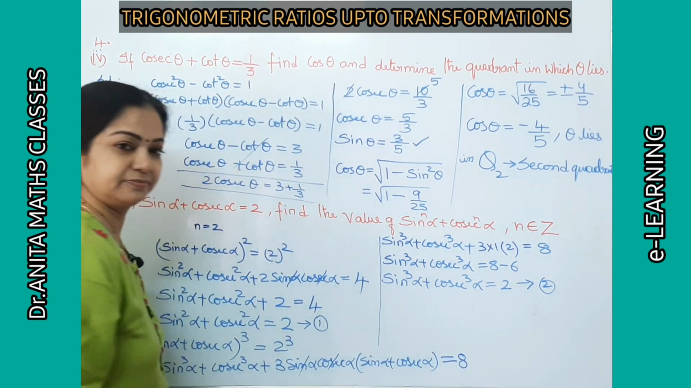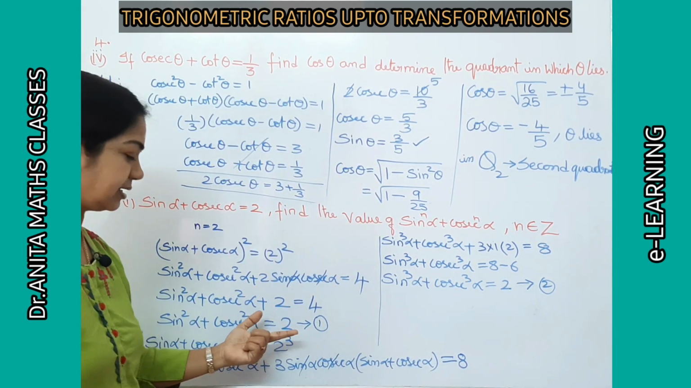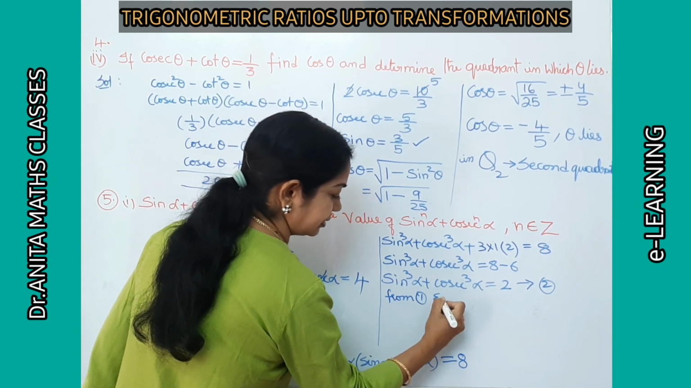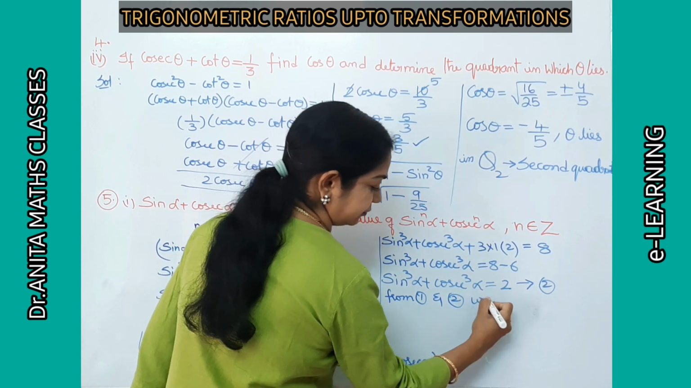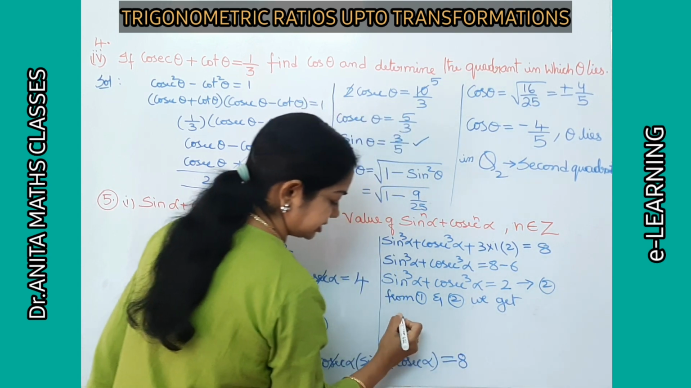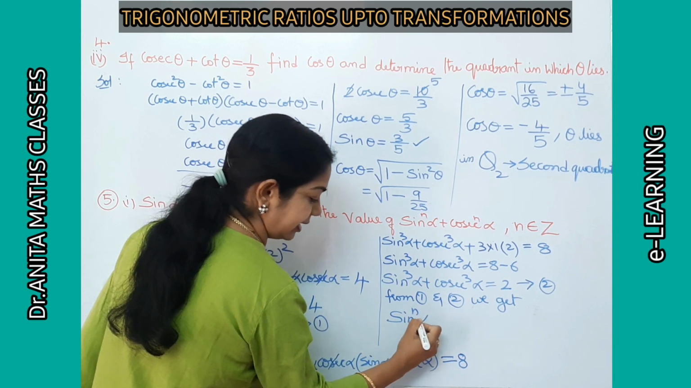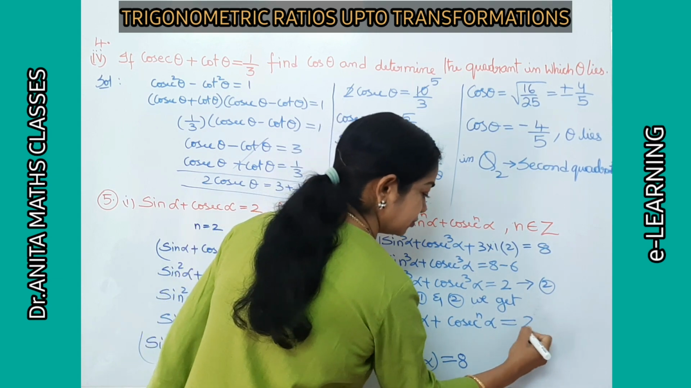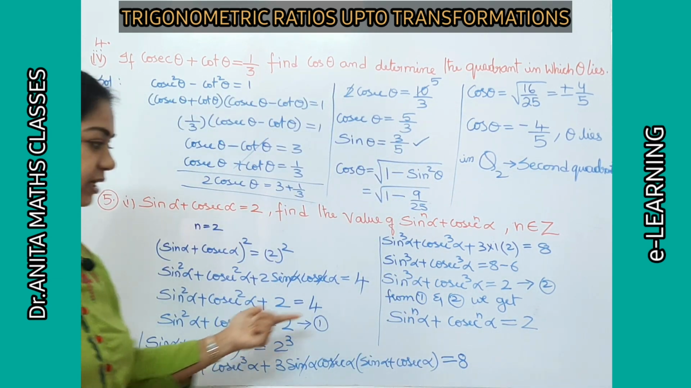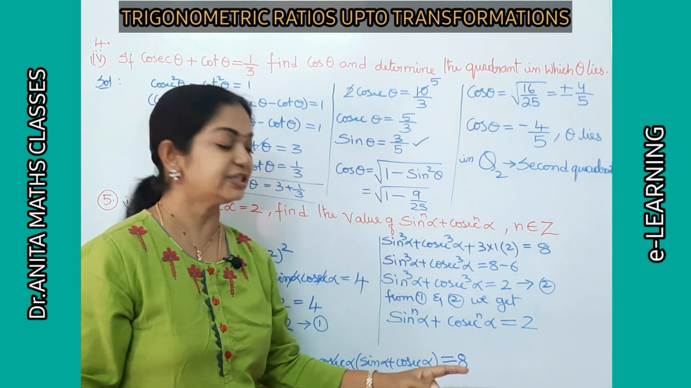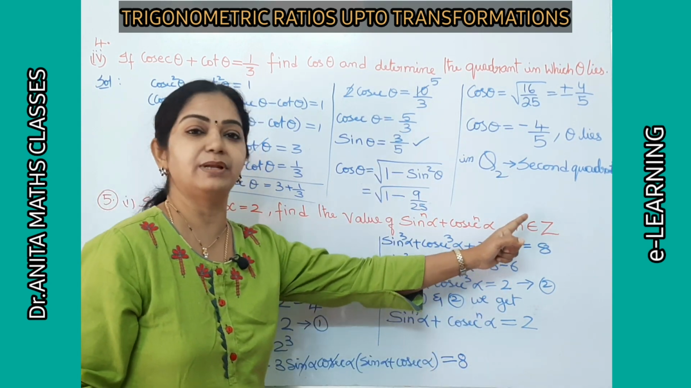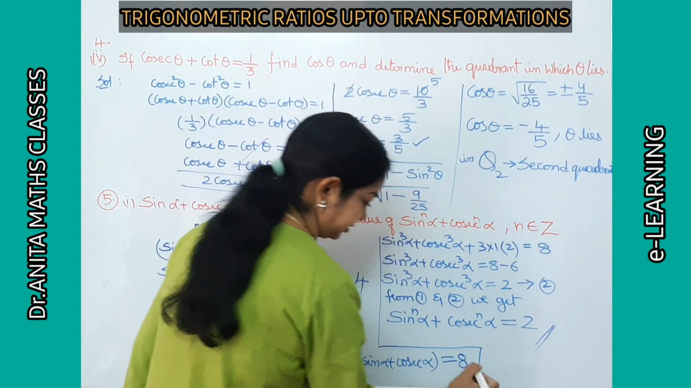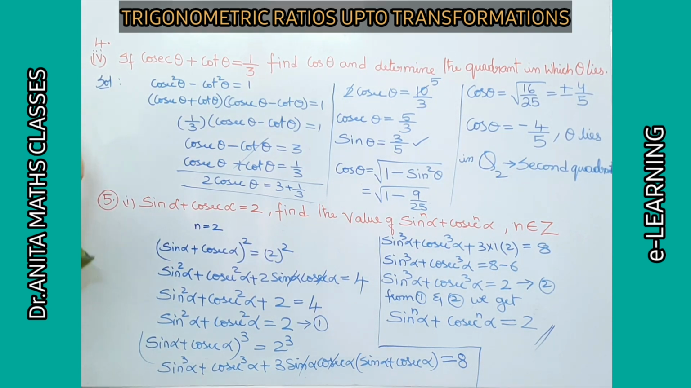So we can generalize for any value of n. From 1 and 2, we can generalize it as sine to the power of n alpha plus cosecant to the power of n alpha is equal to 2. After squaring we got 2, after cubing also we got 2. So we can generalize for the value of n, because n belongs to Z. Likewise, we can generalize it to the power of n. Please pause the video and note it down. Let's see the next one.